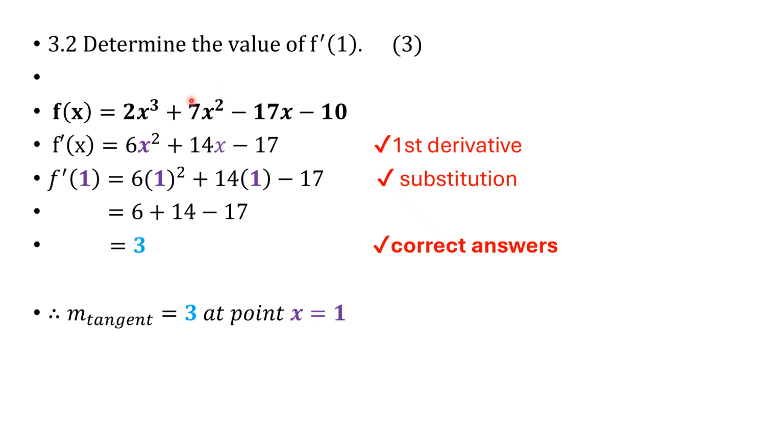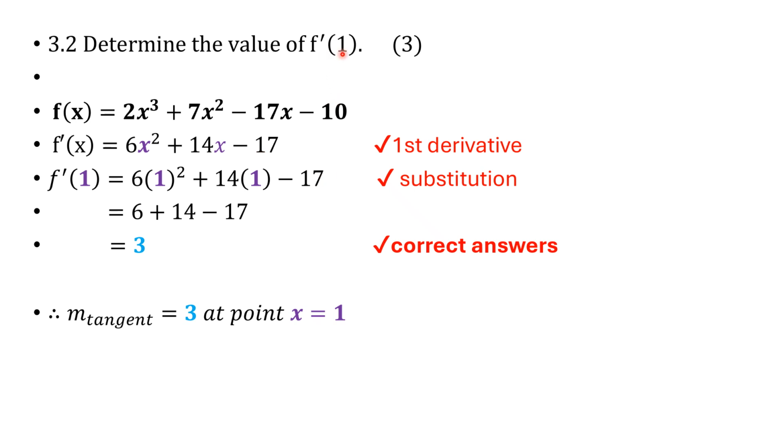2 times 7, which gives me 14. 2 minus 1, which becomes 1. 1 times negative 17 gives me negative 17, and 1 minus 1 becomes 0. So x to the power 0 falls away, and the first derivative of a constant always equals 0. So 1 mark for finding the first derivative correctly.